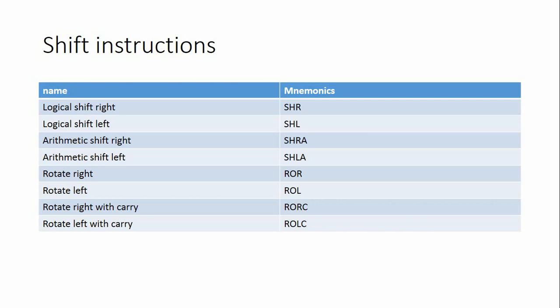Then comes rotate through carry. The rotate through carry instructions treat the carry bit as an extension of the register whose word is being rotated. Thus, the rotate left through carry instruction transfers the carry bit into the rightmost bit position of the register, shifts the entire register to the left and puts the leftmost bit coming out from the register into the carry bit.